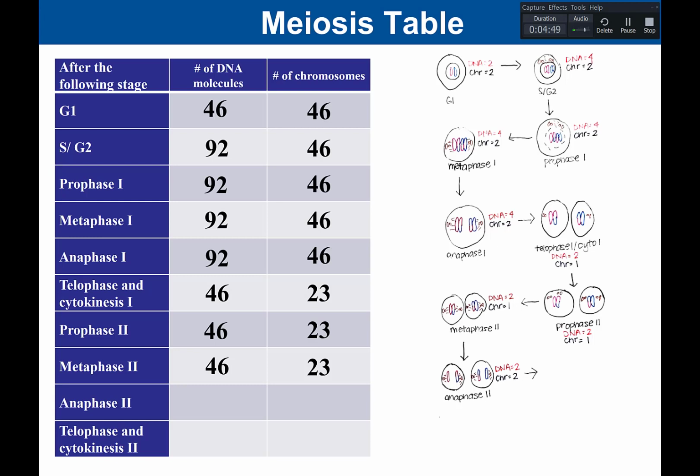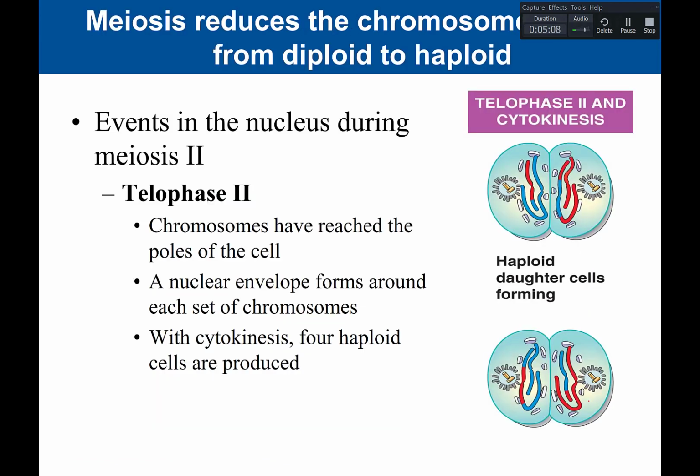So if our DNA number is 46 for anaphase, that means that our chromosome number at this point is also 46 because every DNA is now its own chromosome temporarily until the cell divides. So telophase, chromosomes have reached the poles of the cell. A nuclear envelope forms around the chromosomes. And with cytokinesis, we end up with 4 haploid cells. And those 4 haploid cells are unreplicated because sister chromatids had separated.